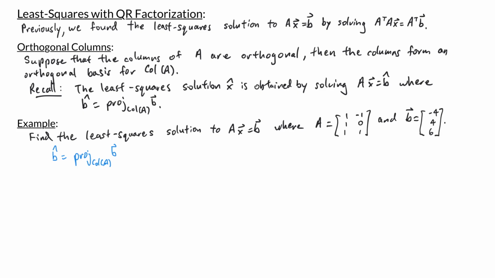Now, since the columns of A are orthogonal, the column space of A has an orthogonal basis composed of its columns. So let's call the vector (1, 1, 1) v1, and the vector (-1, 0, 1) v2. Then this projection of b onto the column space of A can be computed by doing b dot v1 divided by v1 dot v1 times the vector v1, plus b dot v2 divided by v2 dot v2 times the vector v2.